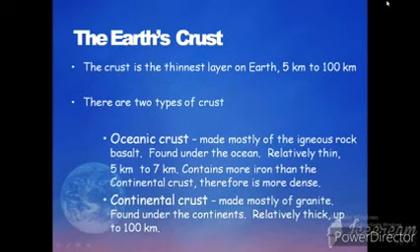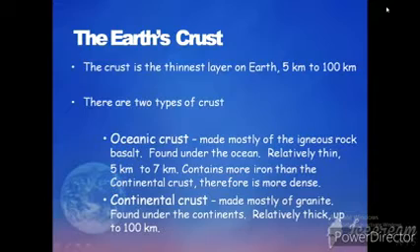Now the crust of the earth is subdivided into two broad types. One is the oceanic crust, while the other is the continental crust. The oceanic crust is made up of basalt, an igneous rock, and is found under the ocean, being a relatively thin layer of 5 to 7 kilometers. This layer contains more iron than the continental crust, and hence it is comparatively much denser than its counterpart.